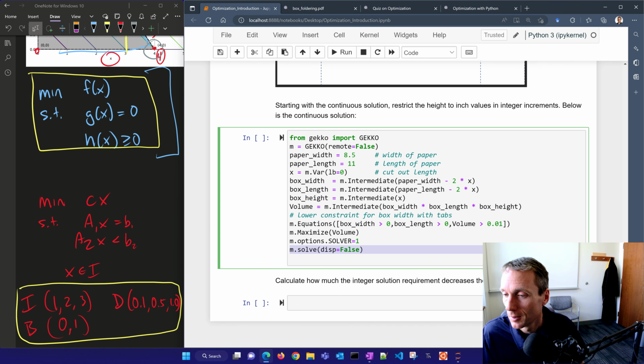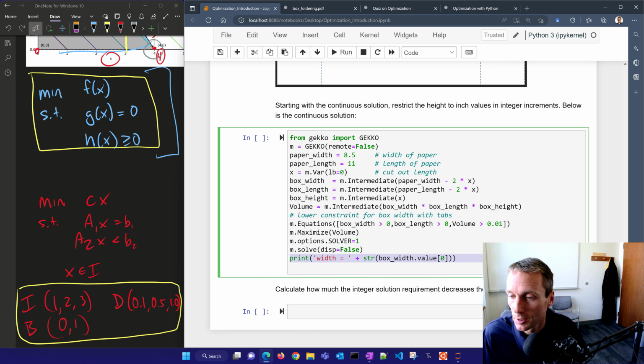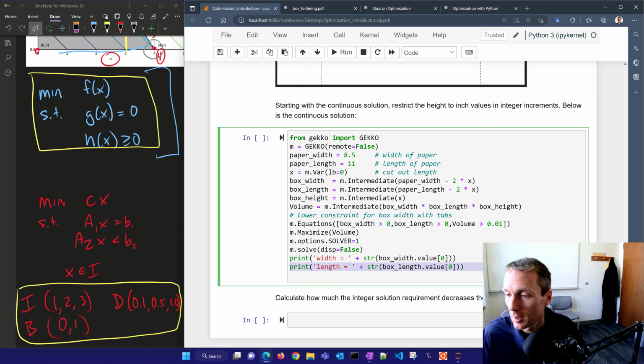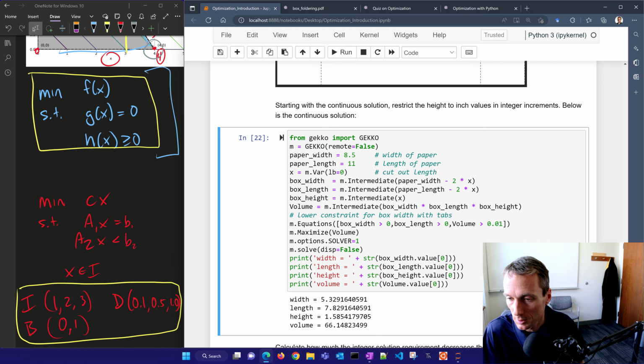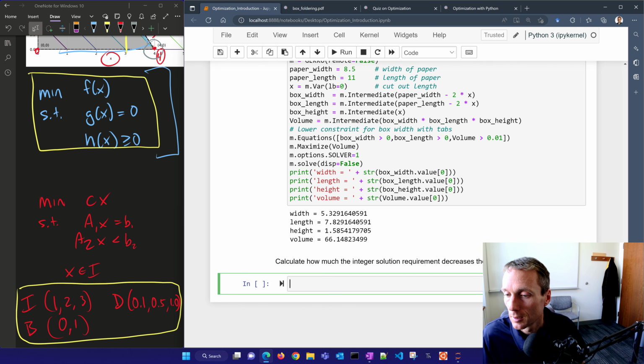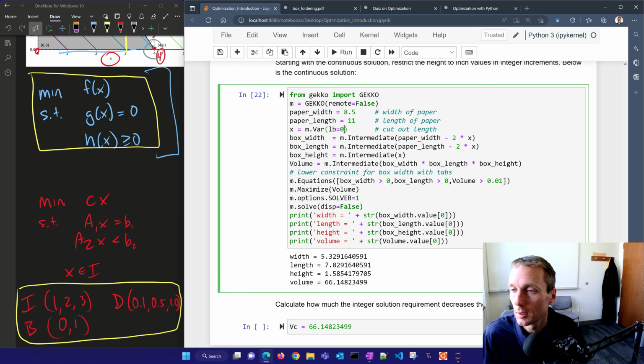I'll use my solver and then say display equals false, so do not print out the solver solution. And there I'll have my width and my length and my height. And there's my volume. Now you'll notice here, this is the continuous solution. So it's going to come up with a volume of 66. There's my volume right here. I'll just copy that over here. There's my continuous volume. And then let's go ahead and restrict this to integer values now.